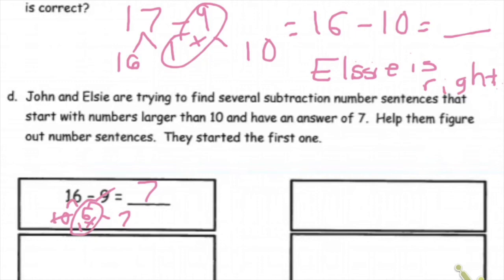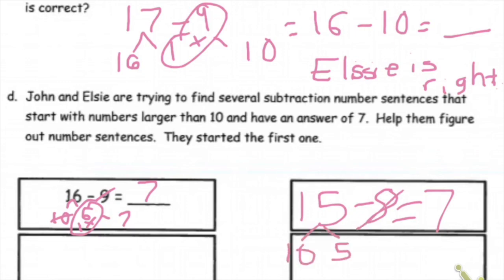Alrighty, guys. Looking at these 3, there were a few different answers that you could have done for this. One of them could have been 15 minus 8 equals 7. If you make it 10, 5, you take 8 from 10, that's 2. 2 plus 5 equals 7.